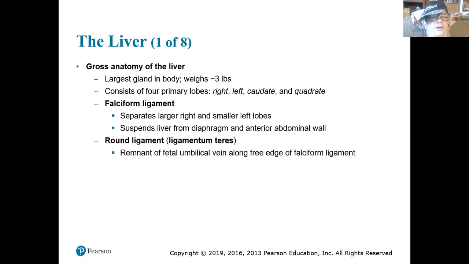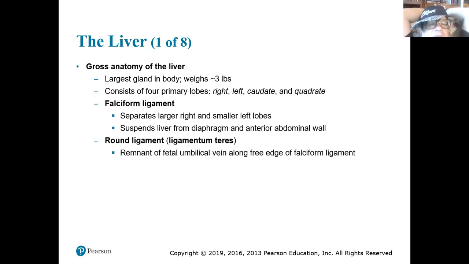So, all right, gross anatomy of the liver. It's the biggest gland in the body. It's like 3 pounds. You have a right lobe, a left lobe, a caudate lobe, and a quadrate lobe. Caudate like caudal, like towards the tail. You'll see it on the picture coming up.